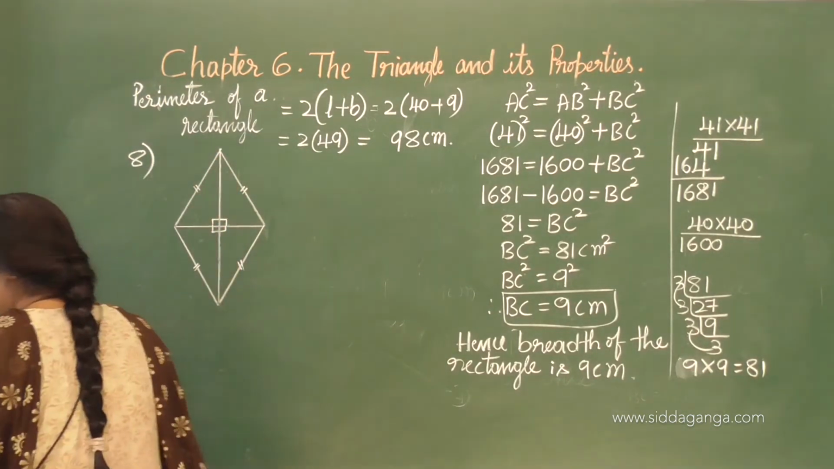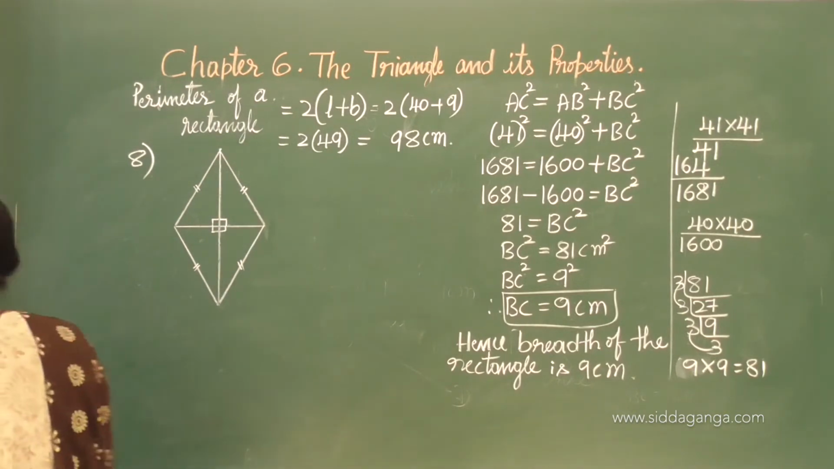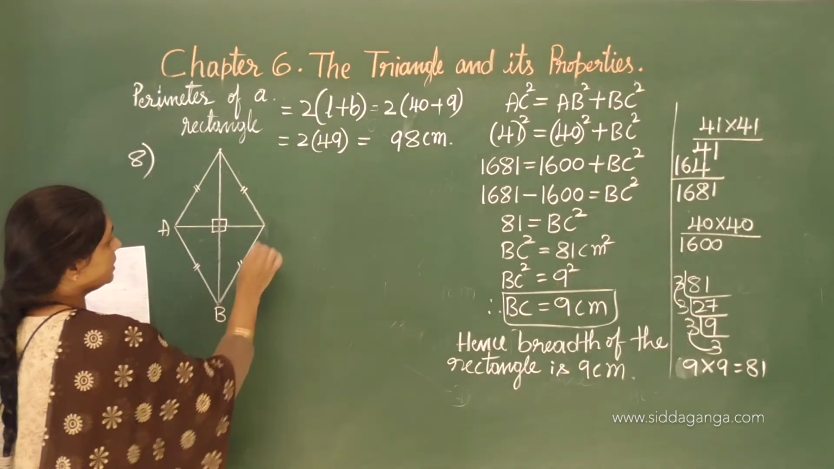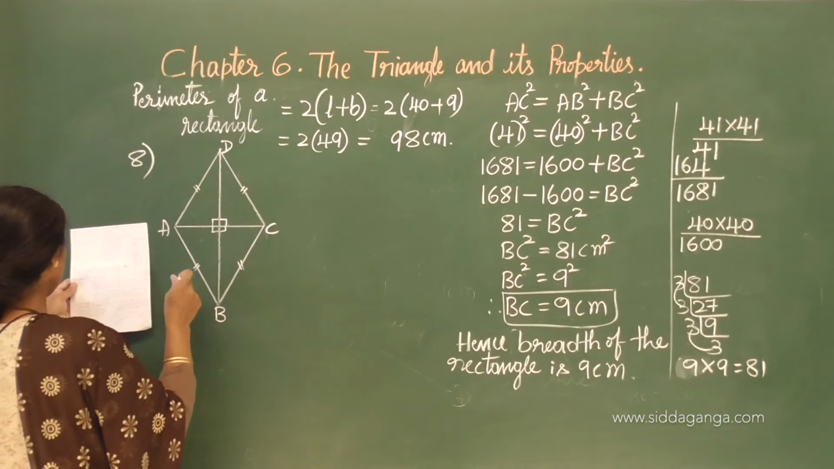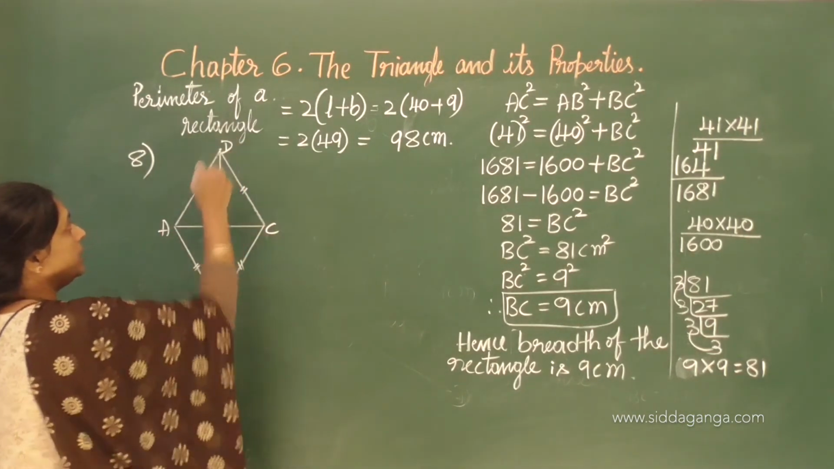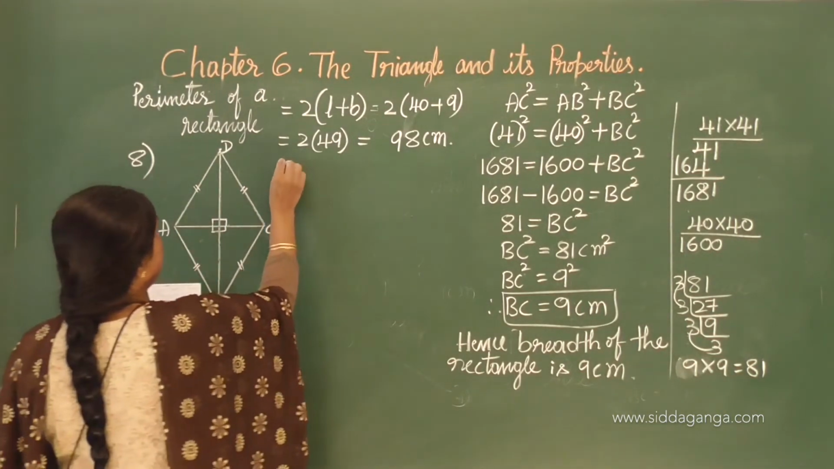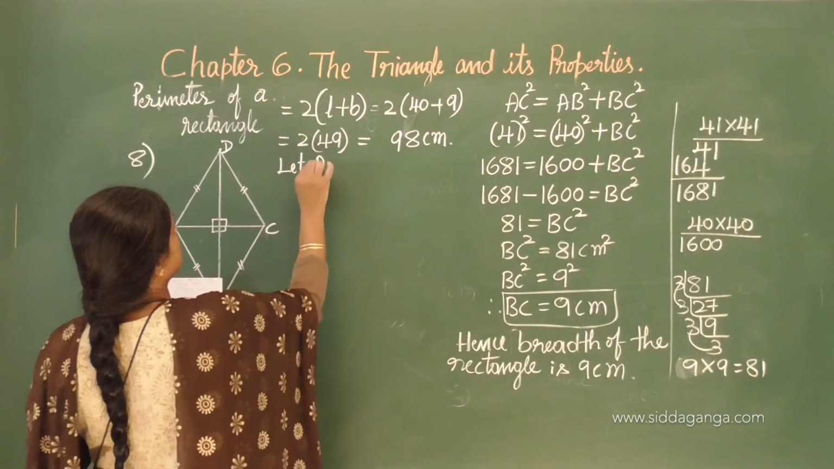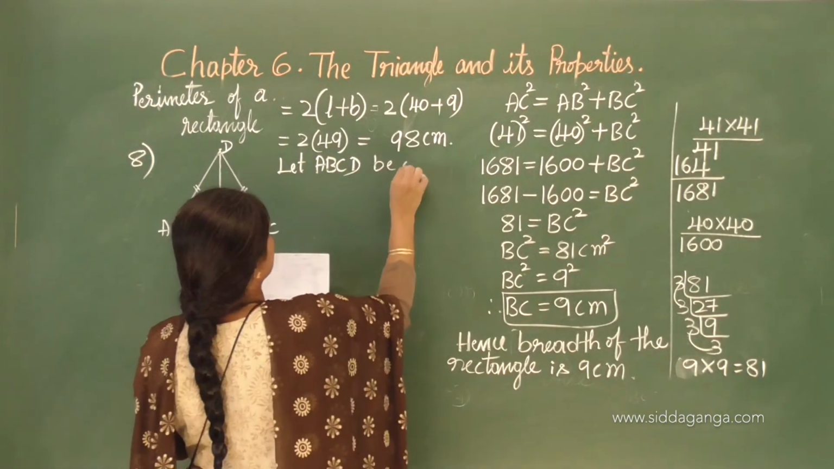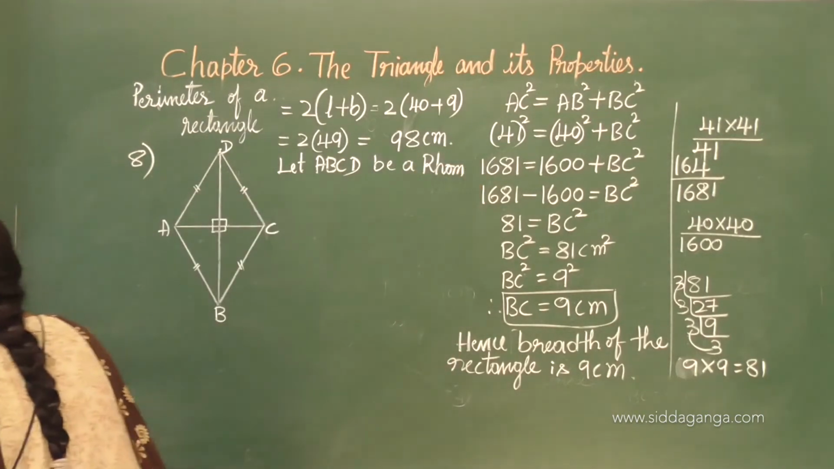So consider this as ABCD rhombus. Okay, so this is A, B, C and D. So AC is one diagonal and BD is the second diagonal. Okay, let ABCD be a rhombus.